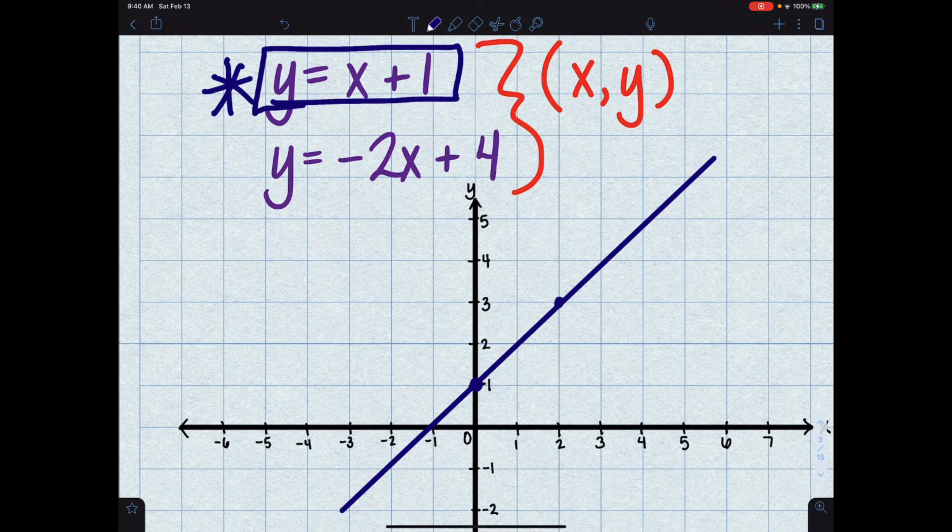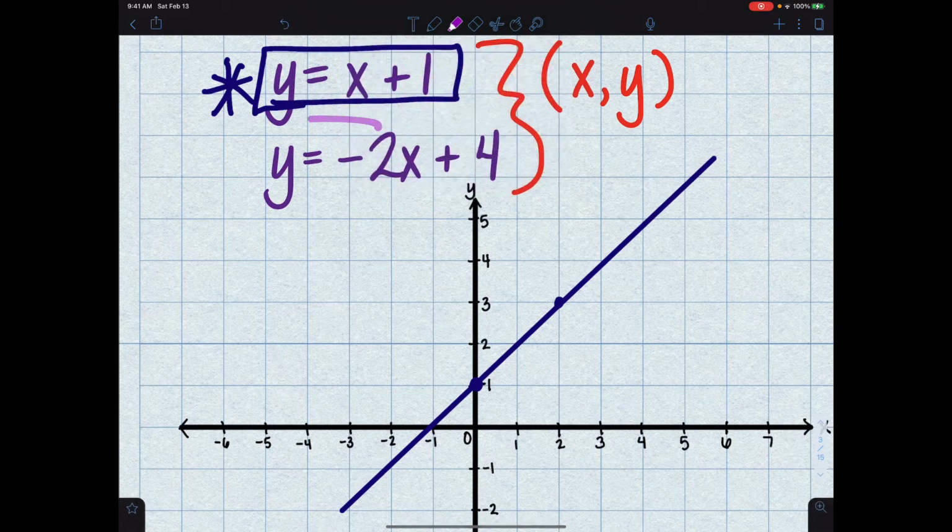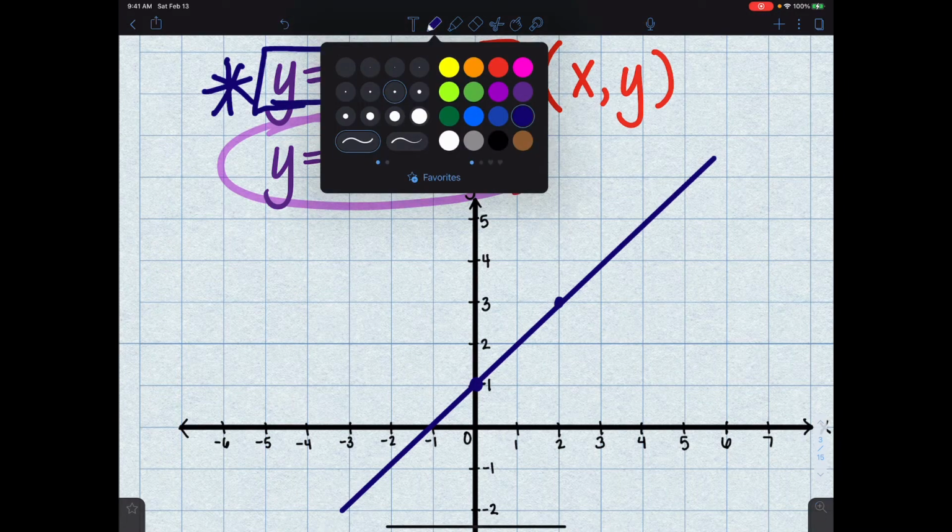Okay, now let's graph this next one, and let's do it in this purple color, I guess, so that way we can see the difference. So now we're going to graph this one. You can also do it the same way, just pick a random number for x, or you can do the slope intercept line. And so let's do that. Let's do the slope intercept line so we do it a different way.